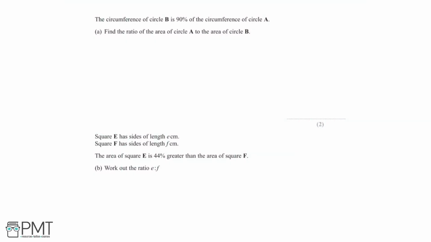In this question, we're told that the circumference of circle B is 90% of the circumference of circle A. And in part A, we need to find the ratio of the area of circle A to the area of circle B. Now we can draw a table to help us do this.